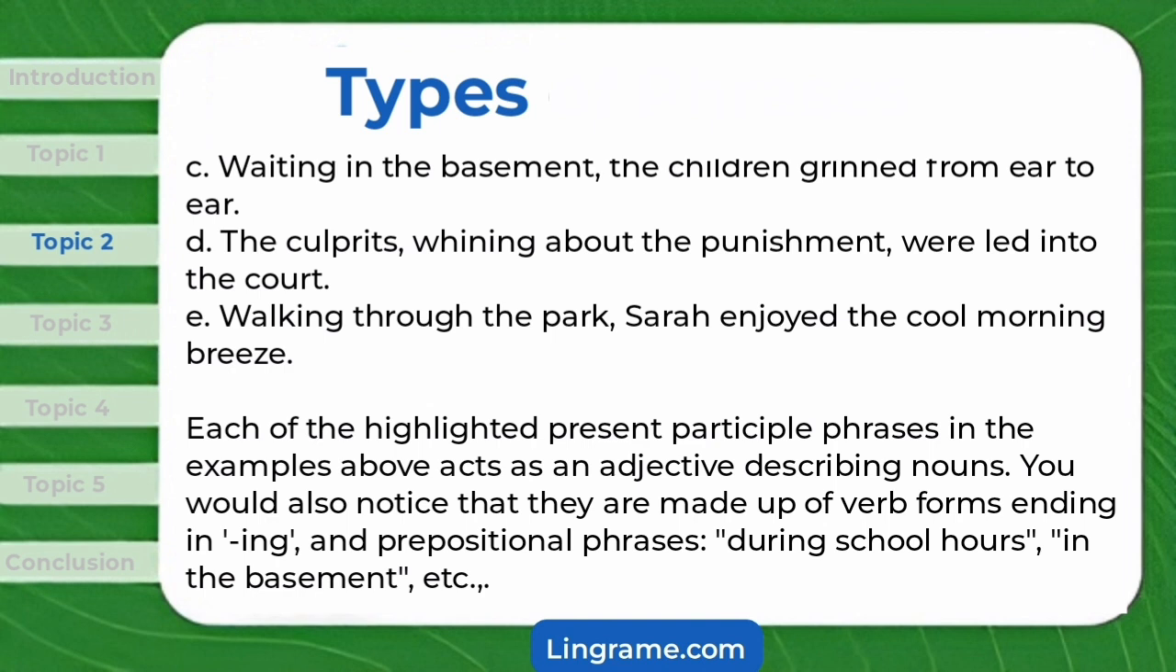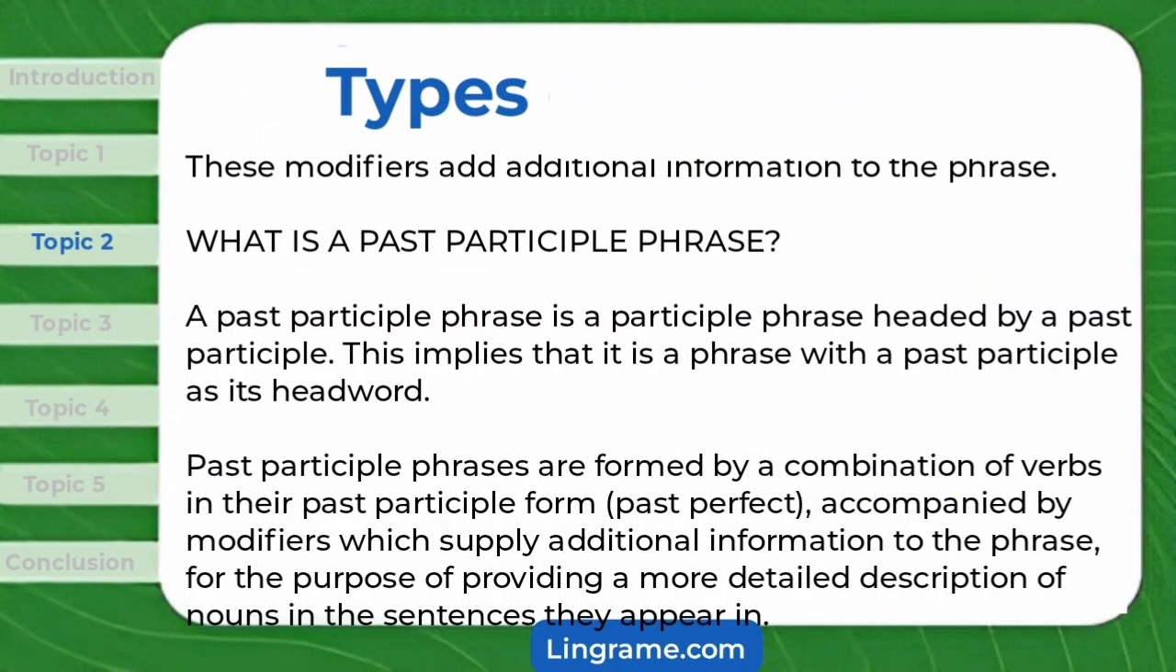Each of the highlighted present participle phrases in the examples above acts as an adjective describing nouns. You would also notice that they are made up of verb forms ending in apostrophe-ing, and prepositional phrases, during school hours, in the basement, etc. These modifiers add additional information to the phrase.